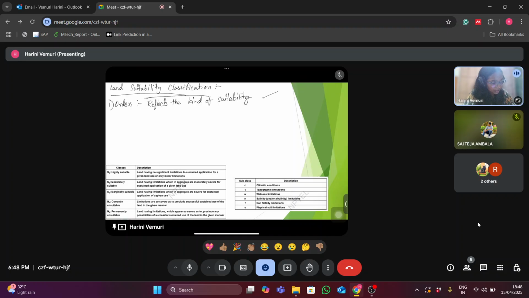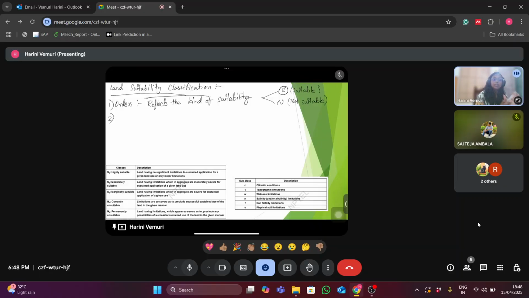Basically, it has only two groups. One is S, suitable. Another one is N, which is not suitable. So if we are checking whether the land is suitable for agriculture or not, and you go for order, if it is S, then it means it is suitable for agriculture. If it is N, then it means it is not suitable for agriculture.